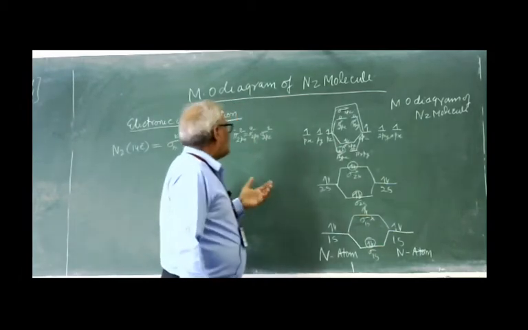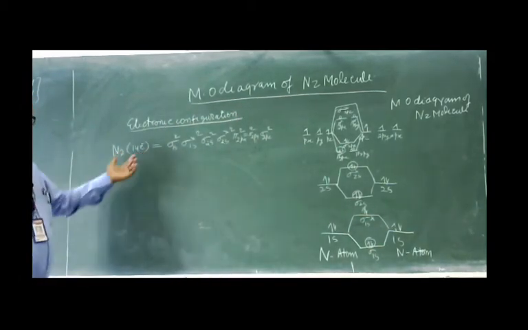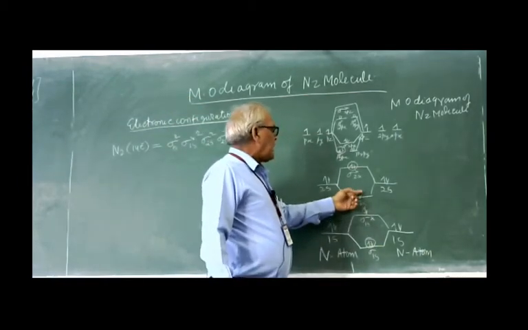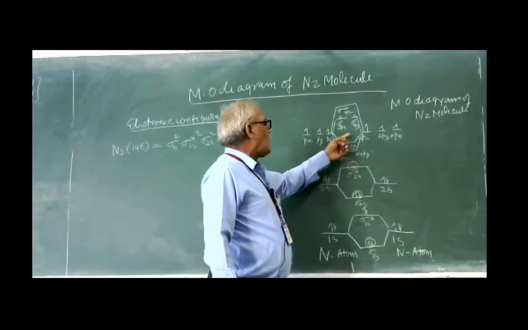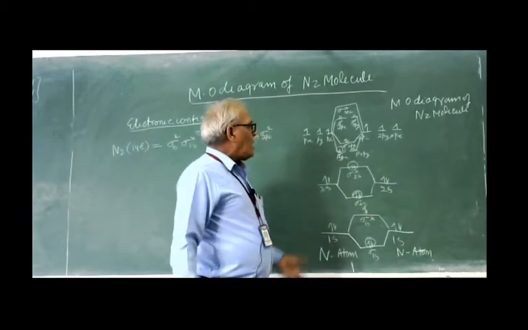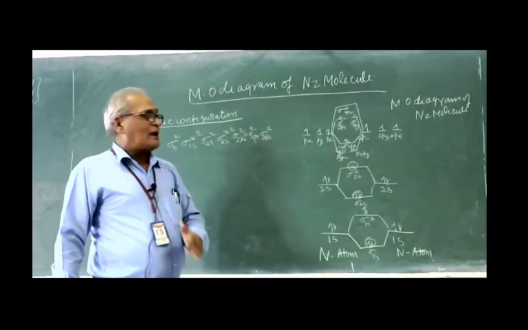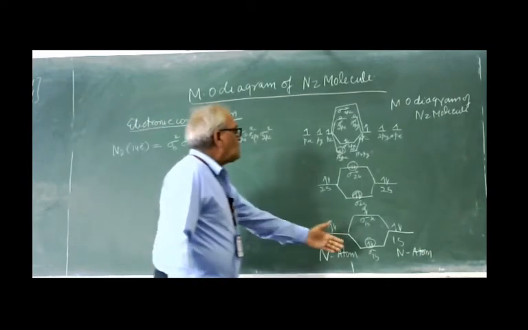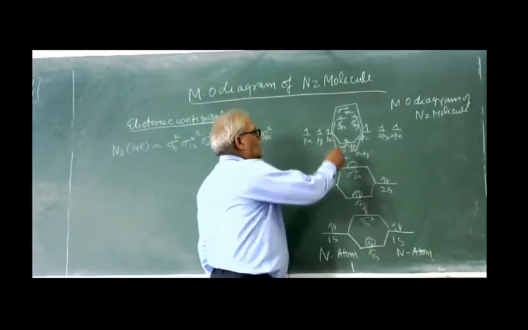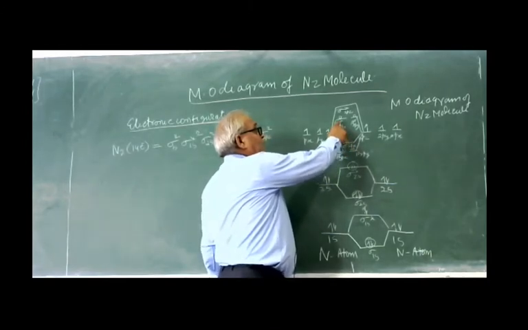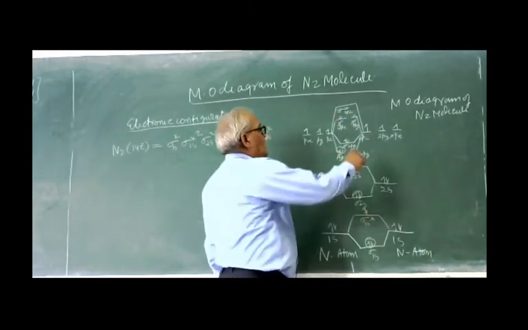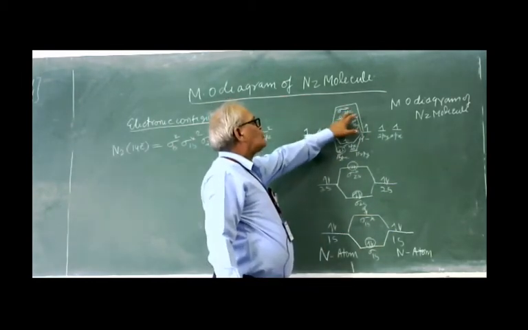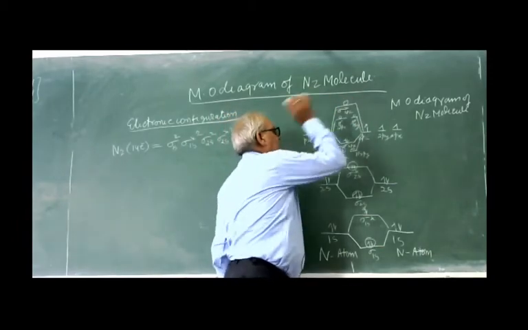Overall, there are only 14 electrons in the nitrogen molecule: 2, 4, 6, 8, 10, 12, and 14. So all 14 electrons of the nitrogen molecule are distributed like this. This is the molecular orbital diagram of the nitrogen molecule. Here pi star 2px has no electron, pi star 2py has no electron, and sigma star 2pz has no electron.